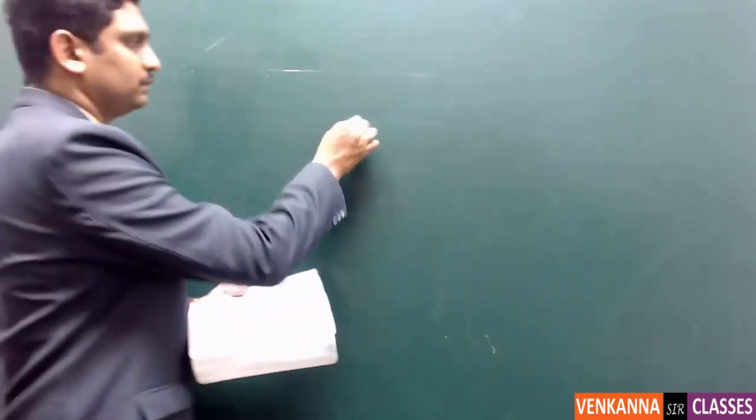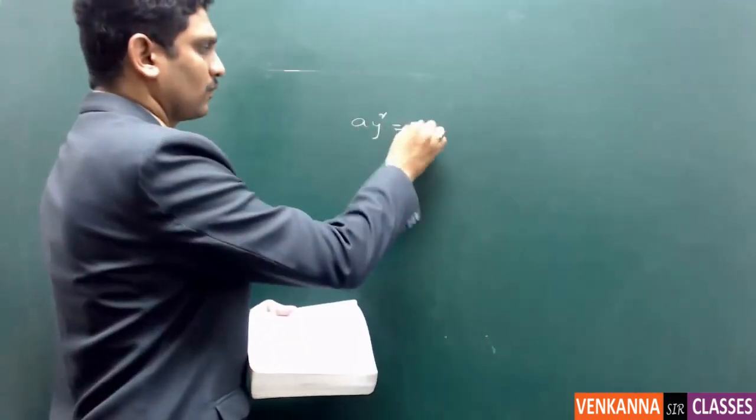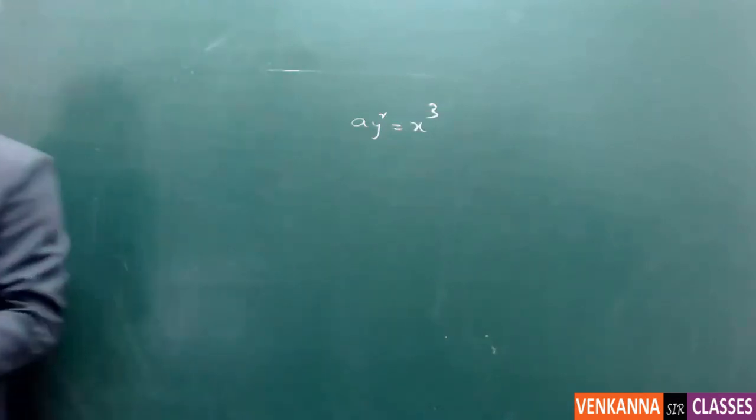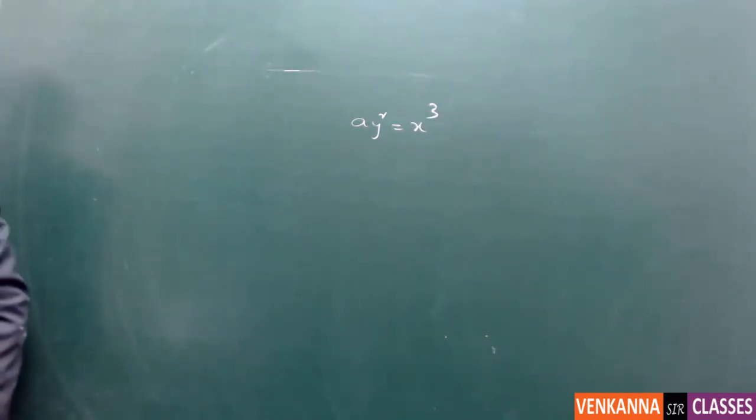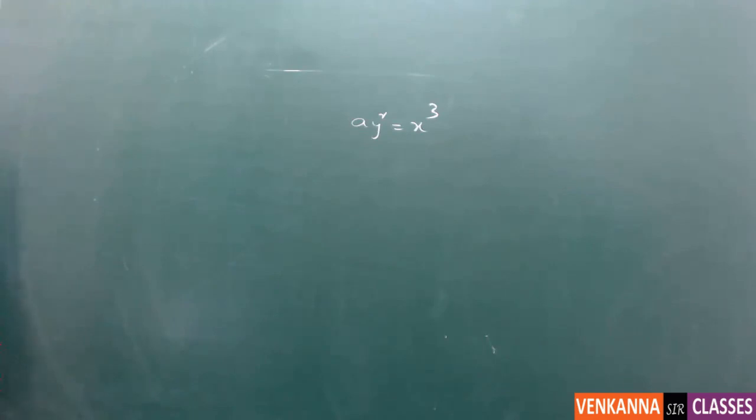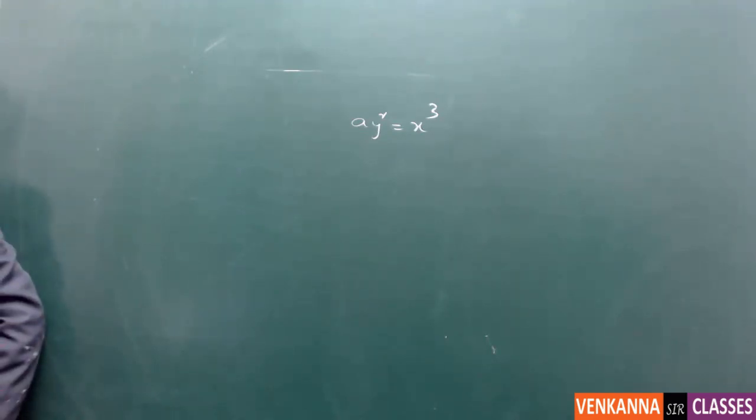So please take the problem. Find the orthogonal trajectories for ay square equal to x cube, where a is a parameter. After noting, please inform.